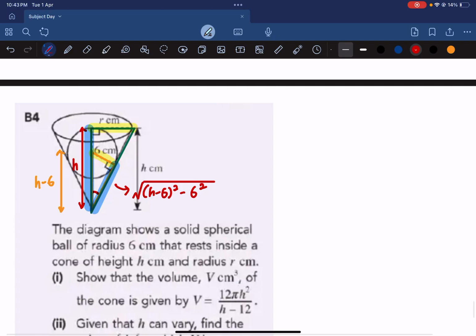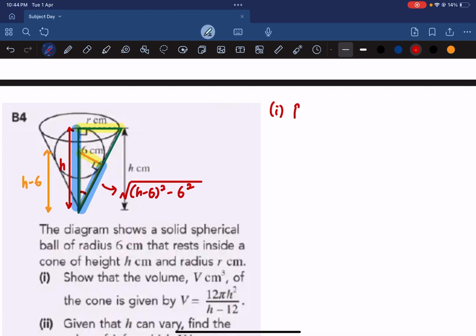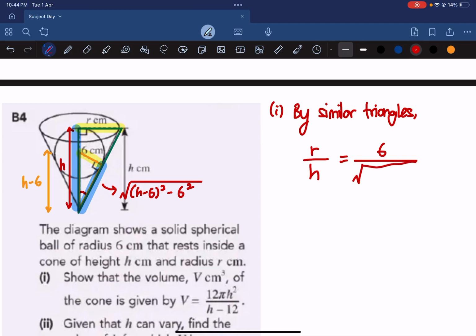Okay, so over here, if I were to use similar triangles, I know that r over h of the big triangle is simply equal to 6 over square root of (h minus 6) squared minus 6 squared. Okay, then from here it's just simplification and manipulation.